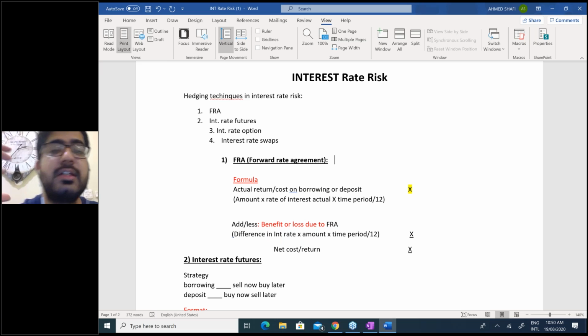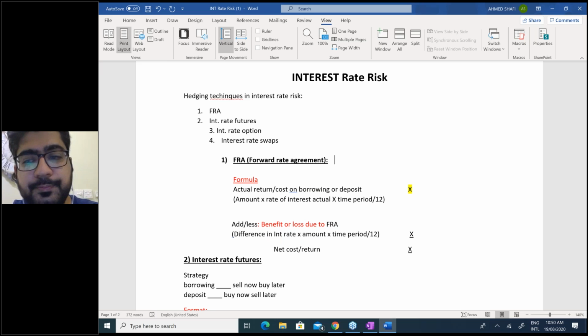If it's a deposit case, you get return on deposit. And if there is a benefit, it results in increased return, so you need to add it. However, if the case is cost of borrowing, the benefit reduces your cost, so it is deducted.